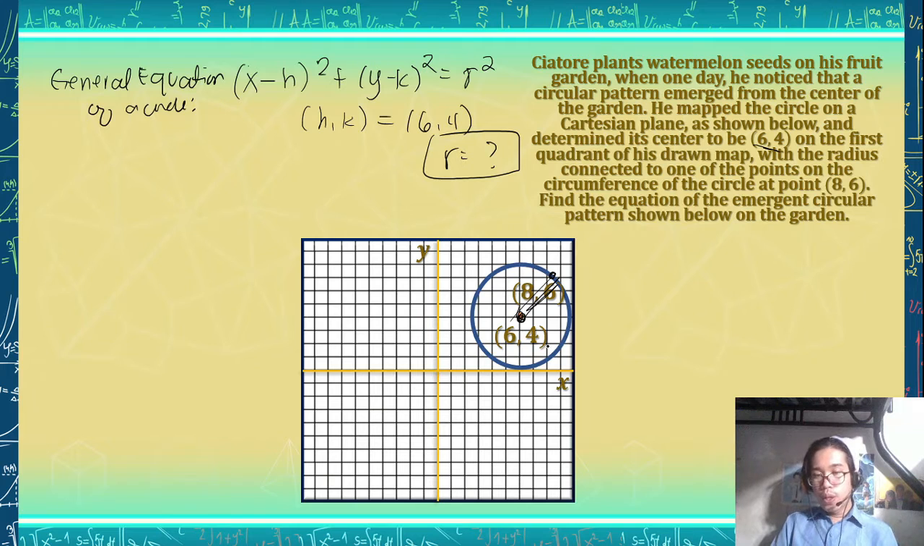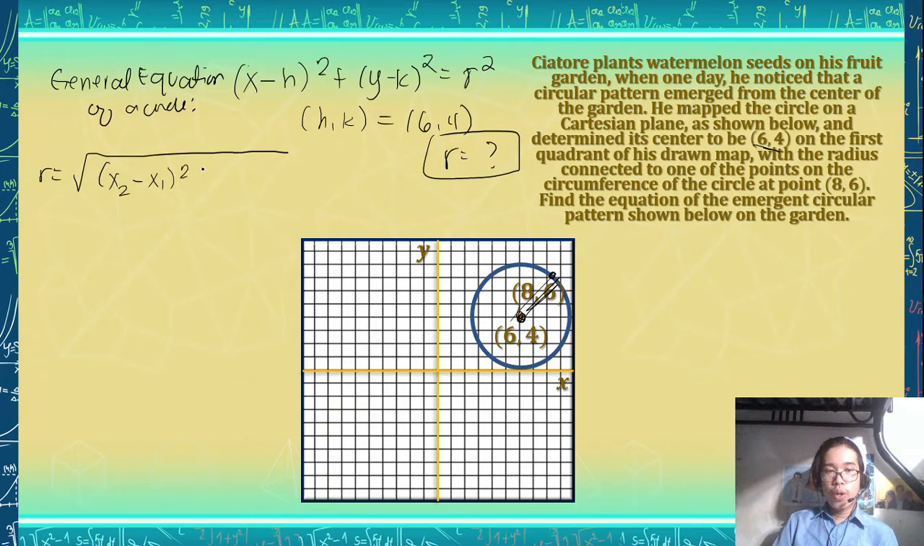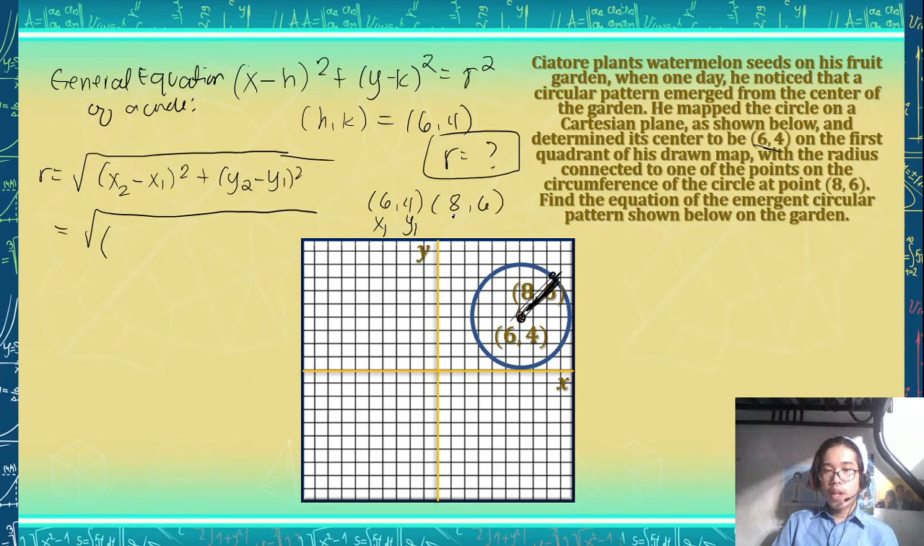So we can solve for the radius by using the distance formula. According to the distance formula, √((x₂ − x₁)² + (y₂ − y₁)²) should give us the radius, or the distance between these two points. Let's write our coordinates. We have (6, 4) and then (8, 6). This is going to be our x₁, this is our y₁, this is x₂, and this is y₂.